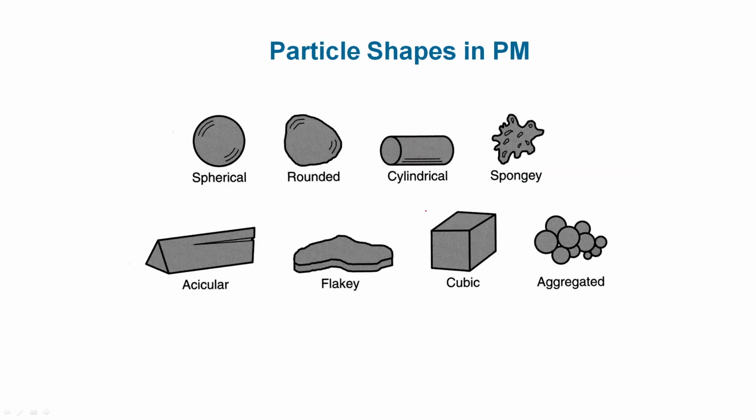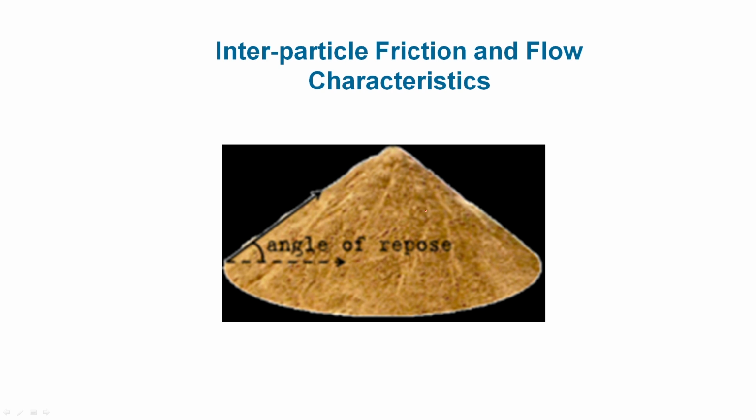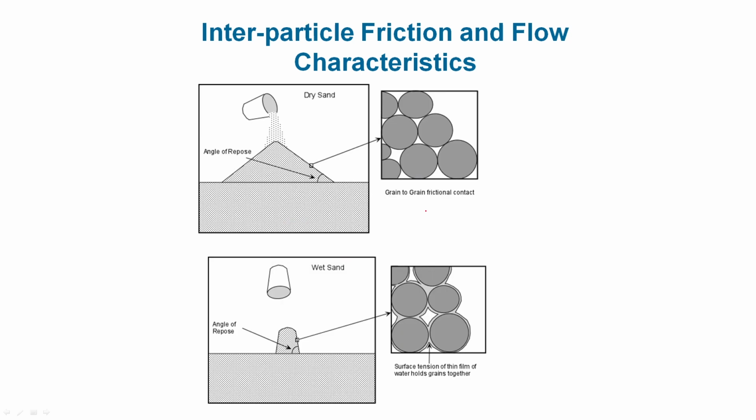Shapes of the powder can be very different. This is important when you talk about pressing and sintering: spherical, rounded, irregular, acicular, flaky, aggregate, spongy, different kinds of powder shapes are possible. Second, last important thing about powder is the angle of repose. When you put the powder on a surface, it will form a particular shape, and the angle is measured that way, as shown here. This is also an important characteristic when you put the powder inside a die before pressing and sintering. This depends on the interparticle friction and the flow characteristics.